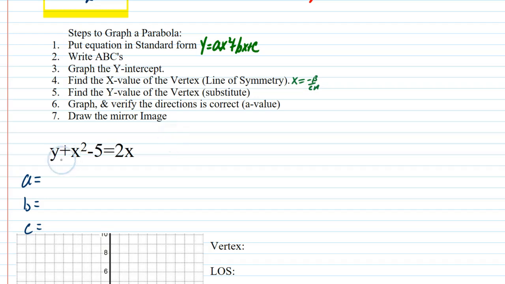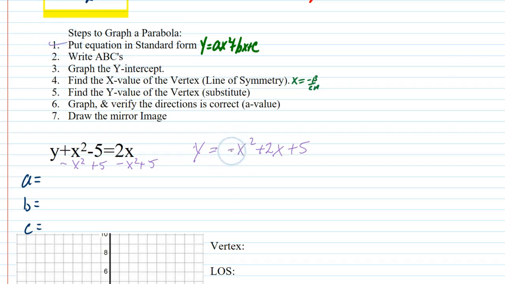So here's our first example. Y plus x squared minus 5 is equal to 2x. Step 1, put it in standard form. In order to put this in standard form, I'm going to have to subtract the x squared to the other side, and I'll add the 5 to the other side. That's going to give me y equals negative x squared plus 2x plus 5. Step 1 done.